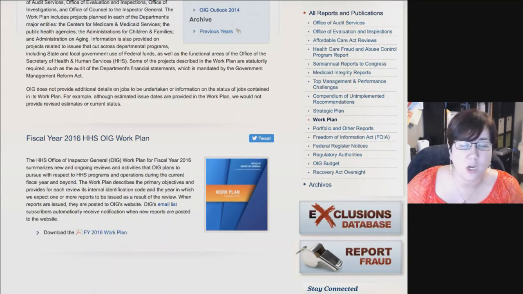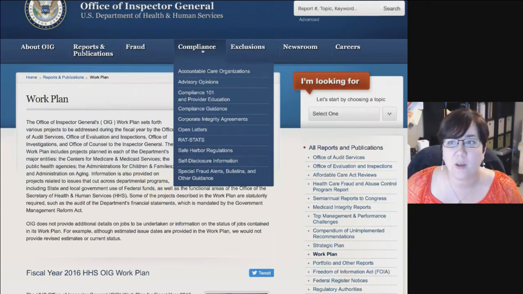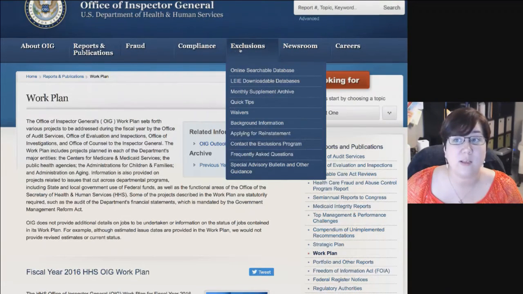So let's go back over to the OIG website. Okay. This time, if I go up to the top and I'm looking for this exclusions database, there's actually a button in the title bar that says exclusions, and you can look it up one of two ways.